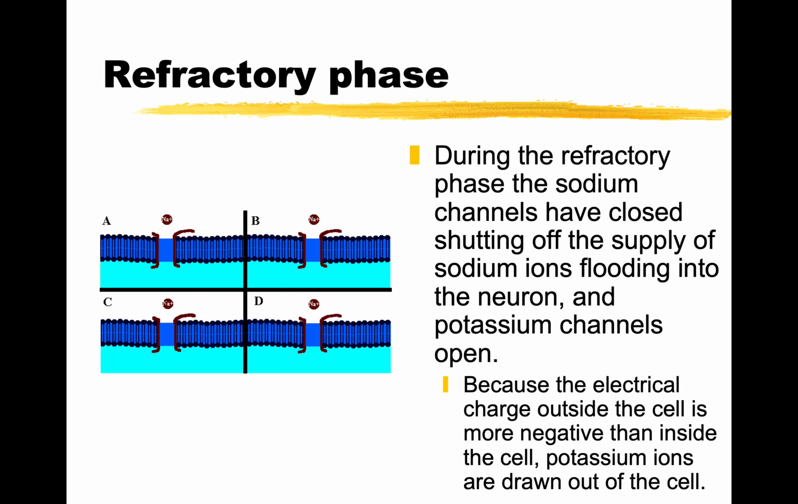During the refractory phase, the sodium channels have closed, shutting off the supply of sodium ions flooding into the neuron, and potassium channels open. Because the electrical charge outside the cell is more negative than inside the cell, potassium ions are drawn out of the cell.